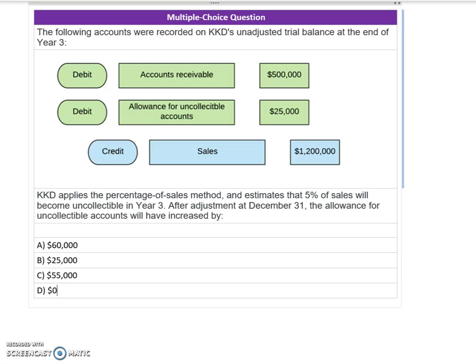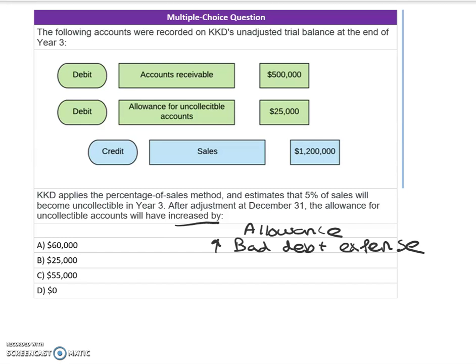So first thing to note here is that we are asking for the increase to our allowance for uncollectibles. So what do we remember will increase our allowance for uncollectibles? This is generally going to be our current year bad debt expense. And we can also increase this by the recovery of certain uncollectibles that were written off. But we have nothing to do with write-offs or recoveries of write-offs in this question. So we're just going to focus on our bad debt expense.